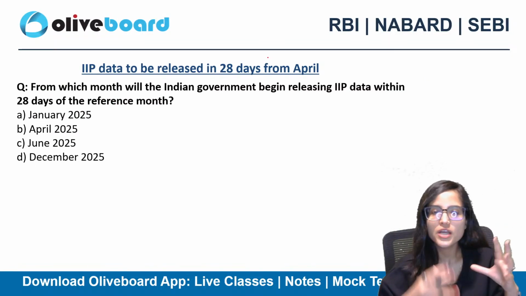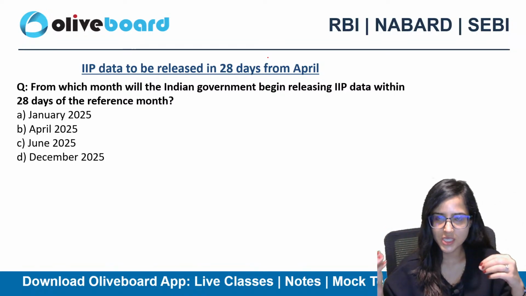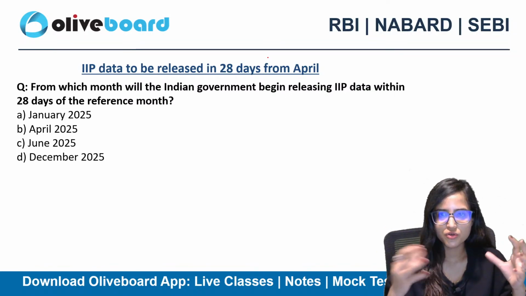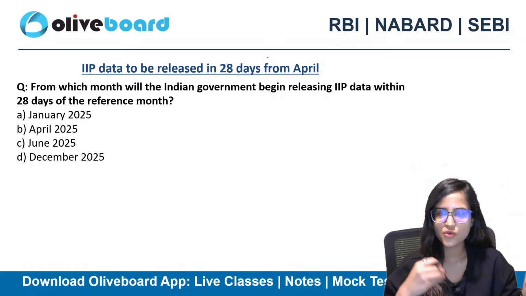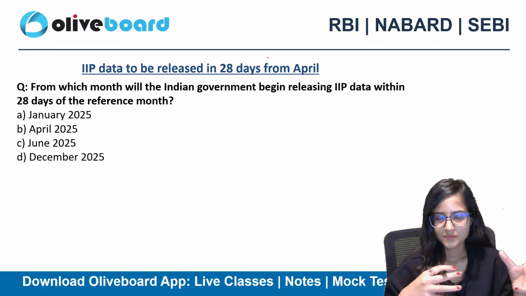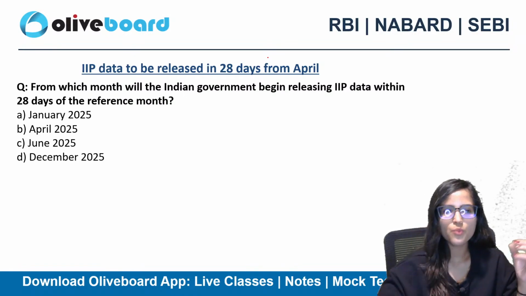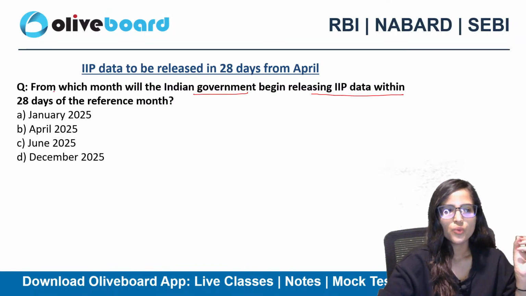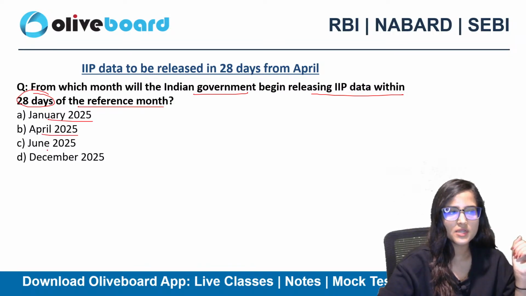This is how you have to link your static portion with the current portion. So in current we saw that IIP is in news. We have reduced the time frame. Now when it is going to be released, 28 days from April. So from which month will the Indian government begin releasing IIP data? Within 28 days of the reference month: January, April, June, December.